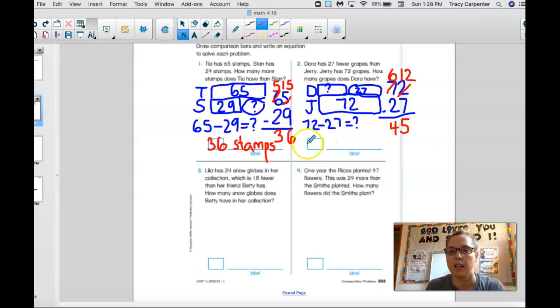And then we can write our answer in our answer box and our label. So we have 45. And this time we're talking about grapes. How many grapes does Dora have? She has 45 grapes.